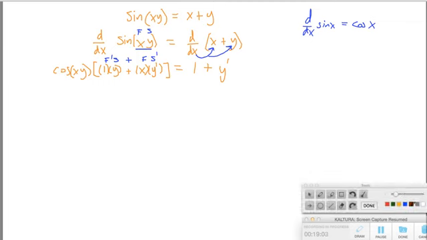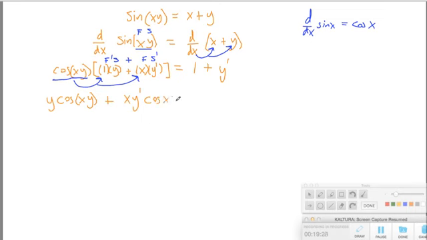So what is this reduced down to? Well, if you consider distributing and rewriting, what you've got here is just y times cosine of x times y, then plus you've got x y prime cosine of x times y. This is equal to 1 plus y prime. So it's important to understand at this point we've technically taken the derivative. All we need to do is solve for y prime.